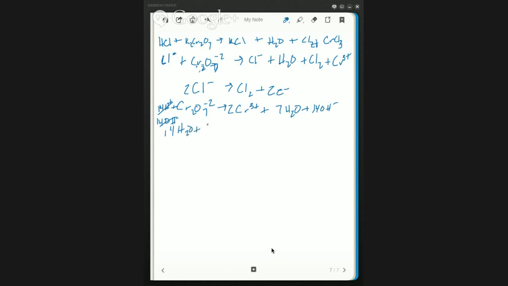plus our dichromate. And I'm rewriting this because I know my handwriting is very interesting. Cr2O7 minus 2, 2Cr3 plus, 7 water.